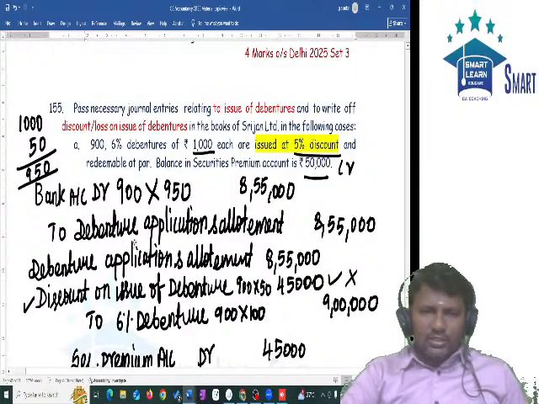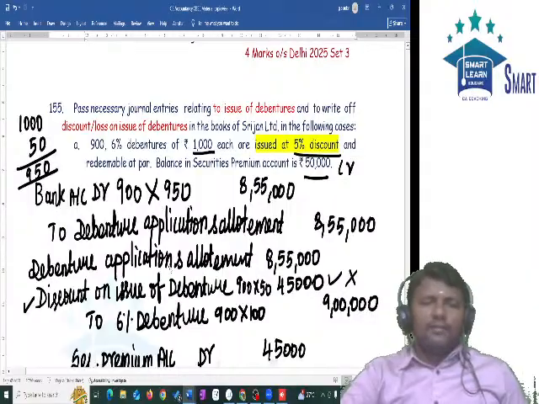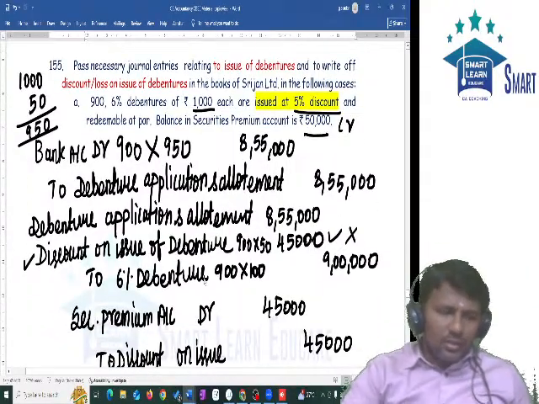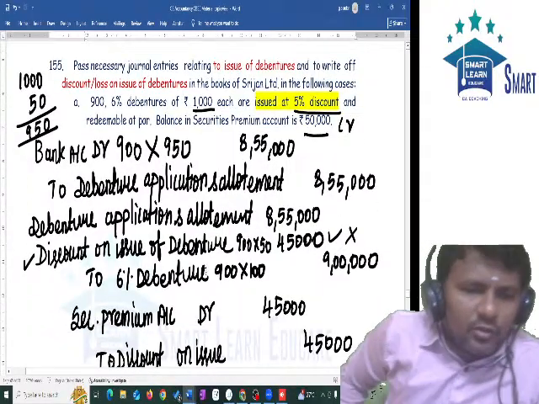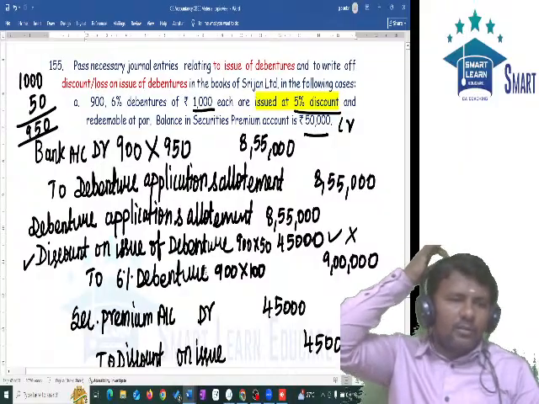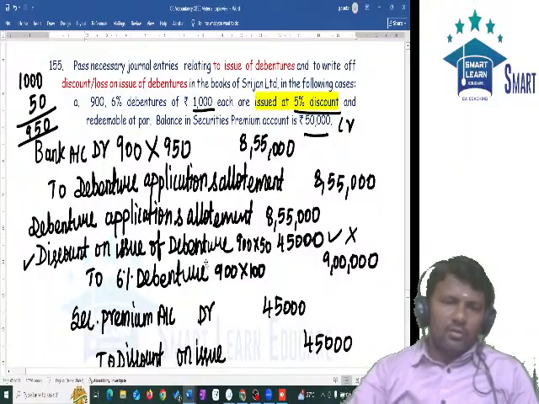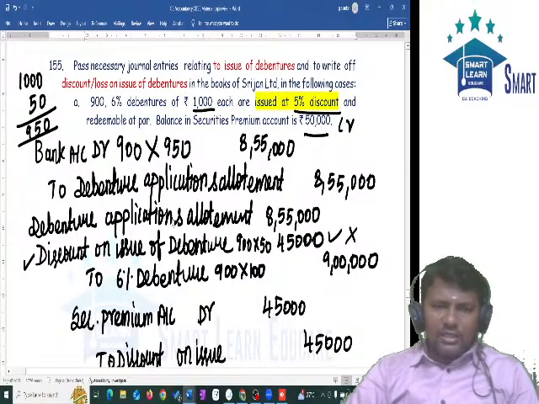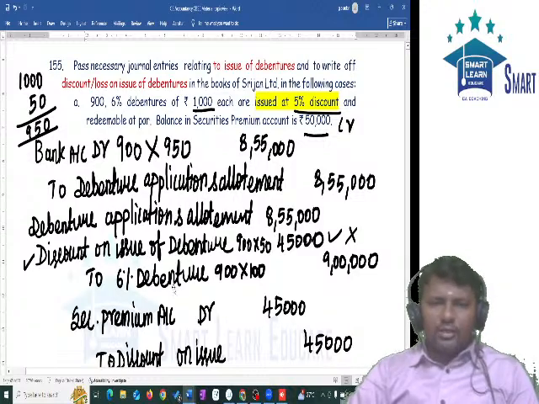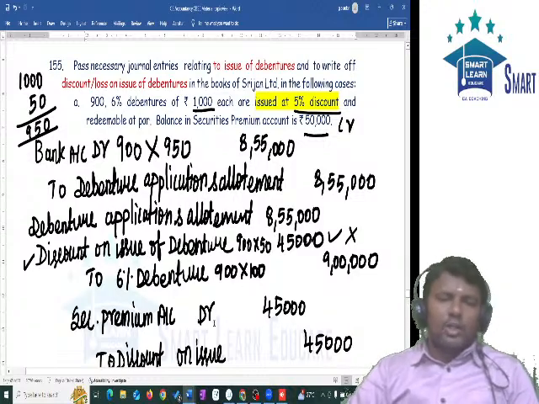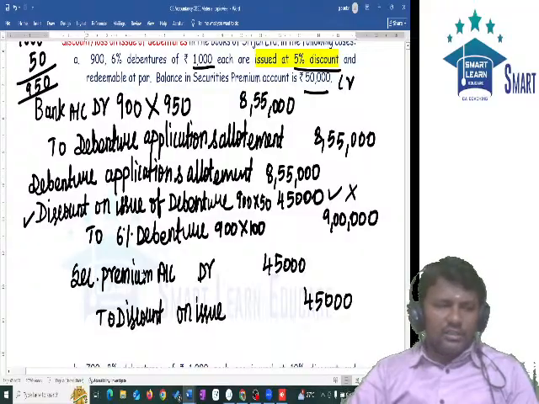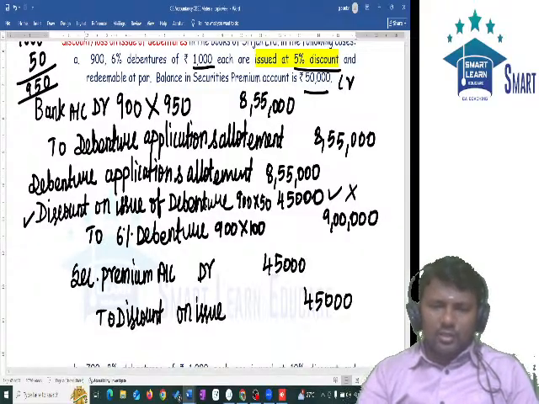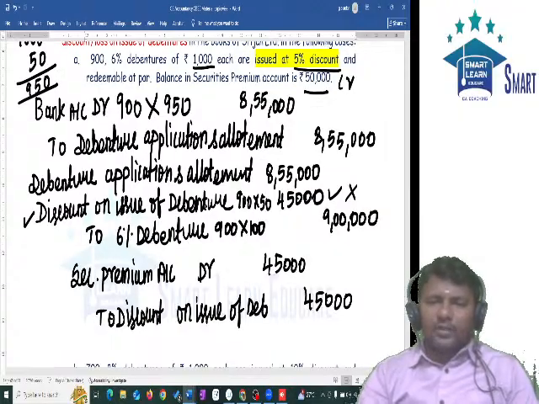So for this one transaction, totally we have three journal entries. What are the three journal entries in this question? First one, bank account debit to debenture application and allotment. Second one, debenture application and allotment account debit. Discount we have, discount account should be debited, to 6% debenture. Also we have securities premium. Securities premium account should be debited, and discount on issue of debentures account should be credited. So that's all.